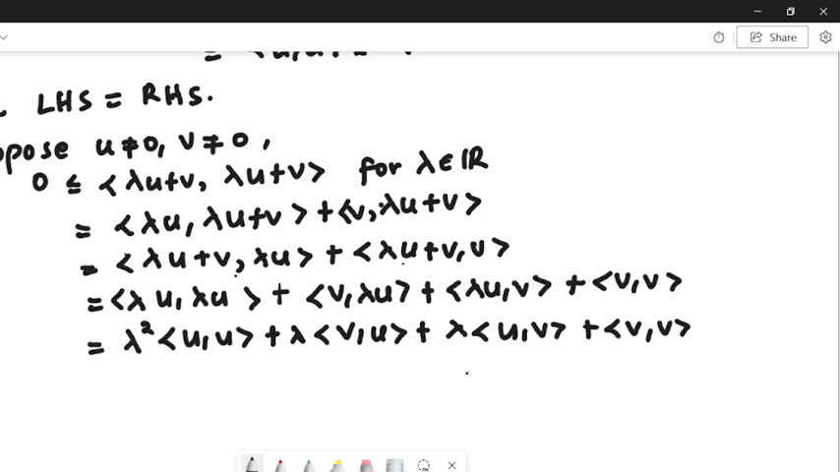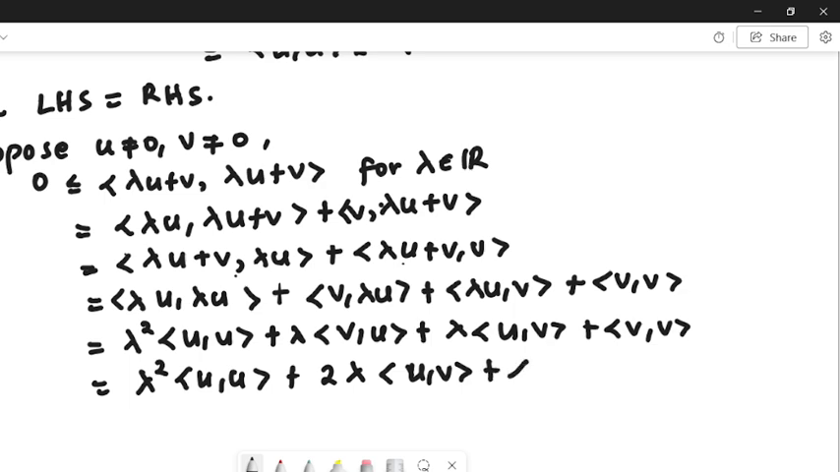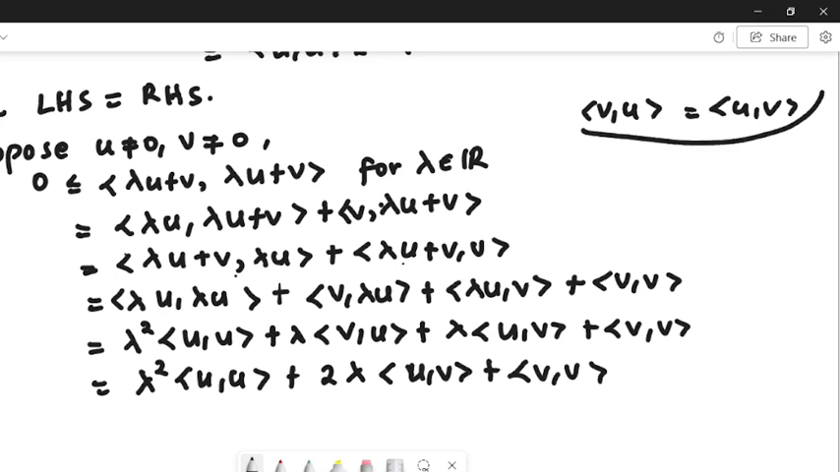This is a quadratic equation, but before that we know that these two, according to the axioms of inner product, are the same, so we can add them. You're saying that vu, according to that axiom, is equal to uv. So when we're using this axiom as well, we are adding the two. This takes the form of a quadratic equation.